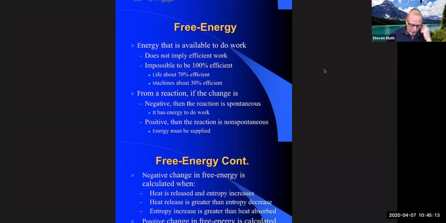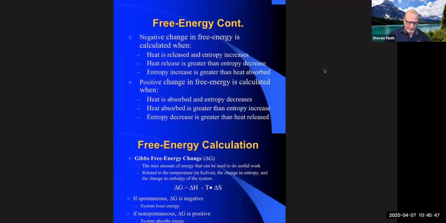All right, so from a reaction, if the change is negative, and so in this case, negative delta G, then it's spontaneous. If it's positive, it's non-spontaneous, and you have to put energy in to do this, okay? This is our free energy. Why is it G? Remember Willard Hosea Gibbs. Gibbs's free energy, and that's why it's delta G. So when do we get negative free energy? Well, when heat is released.